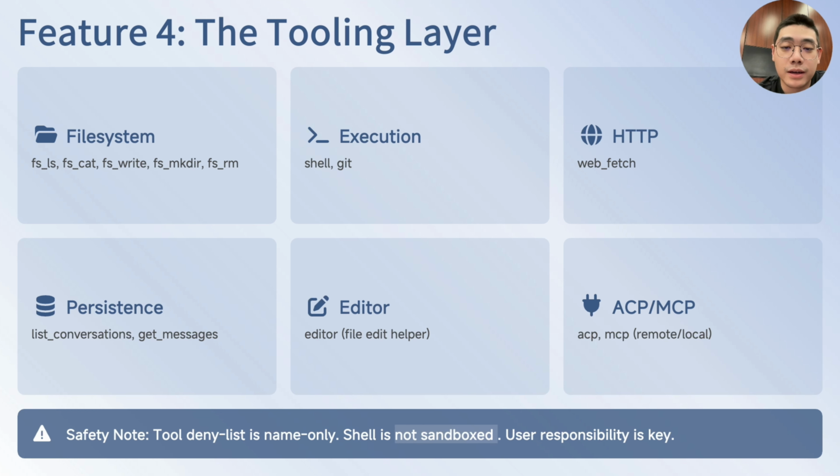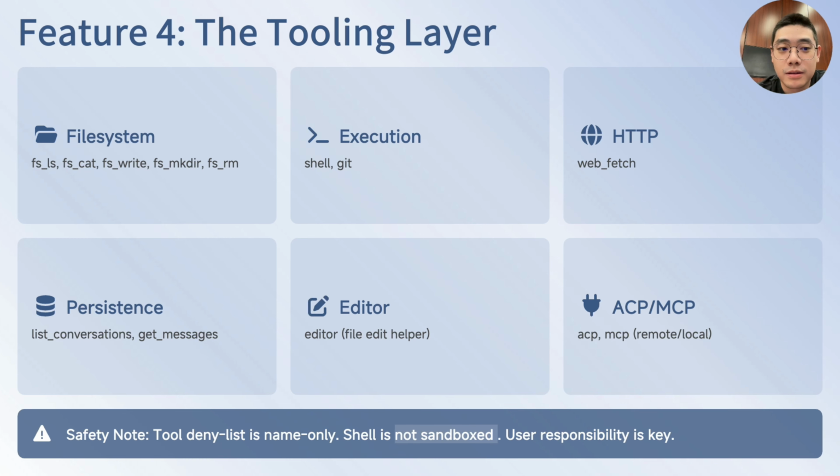Feature 4 is tooling layer. We have tools for file system operations like ls, cat, write, make directory, and remove, execution tools like shell and git, HTTP via web fetch, database queries like list conversations and get messages, plus editor-style helpers and optional ACP and ANSP integration. One important honesty note: the deny list is tool-name only and shell is not sandboxed, so user responsibility matters.